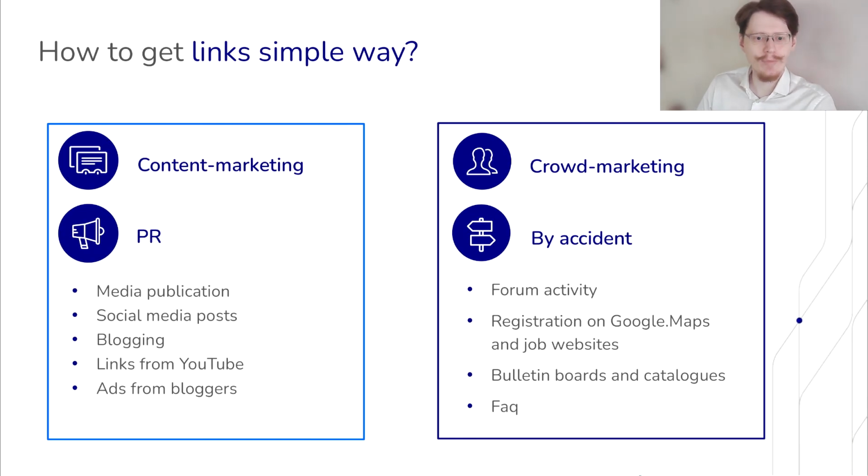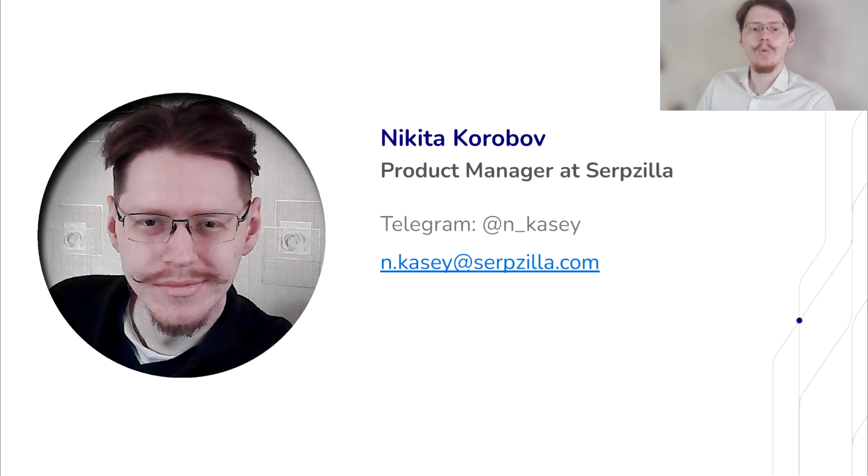When we're talking about crowd marketing and links by accident, we are talking about forum activity, when people just do their stuff and naturally they are exchanging some links. This is beneficial for you. Registration on Google Maps and different job websites. Those are services that create links to your website. Different boards, catalogs, and questions and answers, facts, those are also very important. We'll talk in depth about link building a bit later in the following videos.